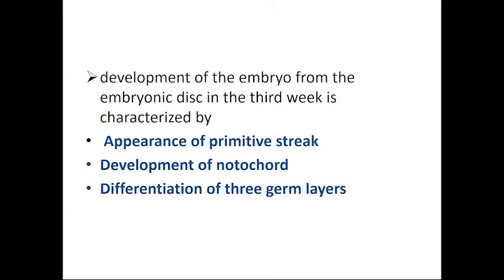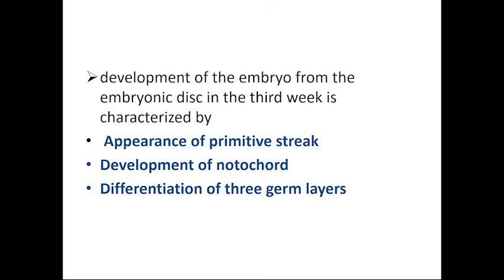So the formation of the germ layers and the early tissue and organ differentiation is going to occur in the third week. The development of the embryo from the embryonic disc. Embryonic disc was basically your inner cell mass, that is epiblast and your hypoblast together, that form a disc-like structure. So that is what is called the embryonic disc in the third week.